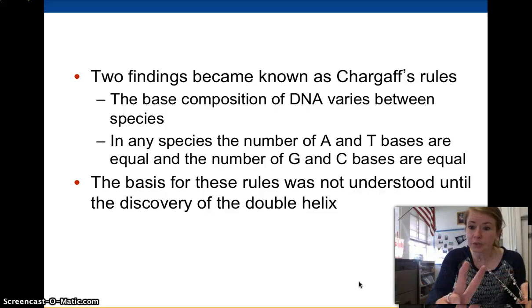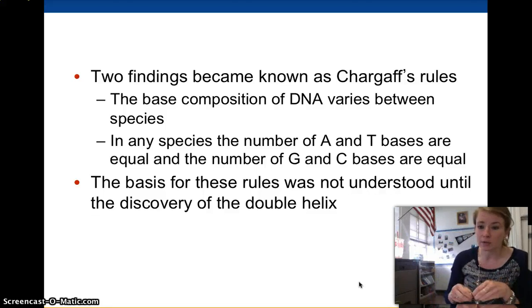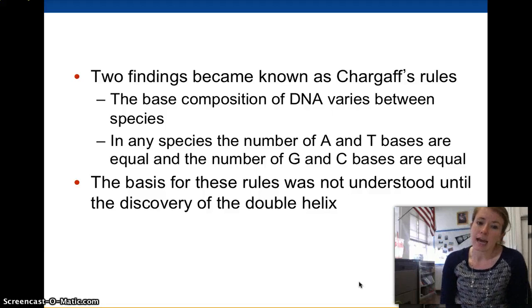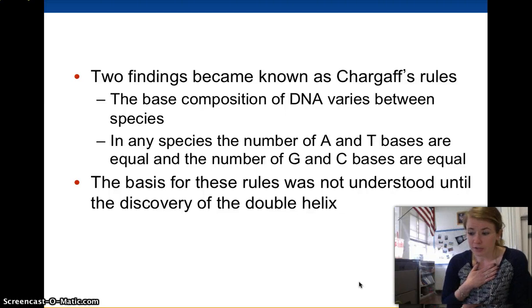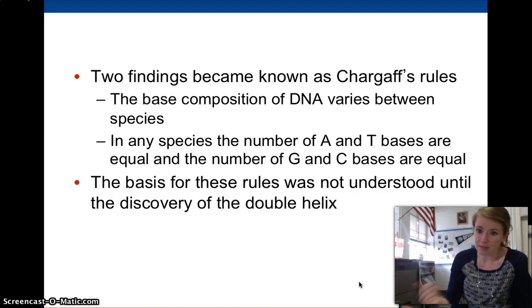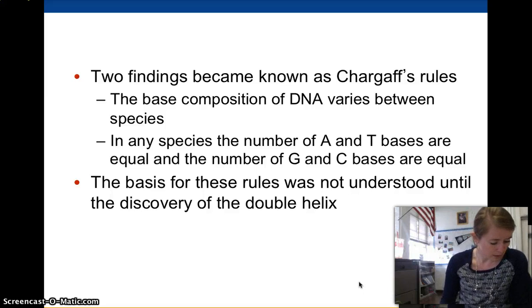And there's two rules that became known as Chargaff's rules, and you'll need to know these. The first is that the base composition of DNA varies between species. So our base pairs are going to be really different than a monkey's, really different than a banana's, really different than a snail's, and really different than a bacteria's. So that's really important. The second one was the ratios of certain bases will always equal each other.